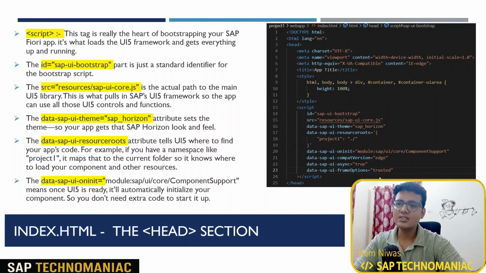And last thing, the frame option we are setting is trusted. That means we can embed this application in any iframe. So you can create your frame in your website and use this application as is. So we are setting the frame option as trusted. These are the different parts of this script tag. Each and every one tells something. Based on this, our UI5 application will be initialized.